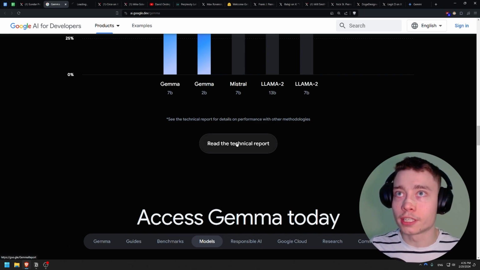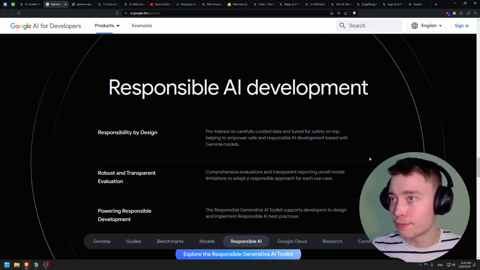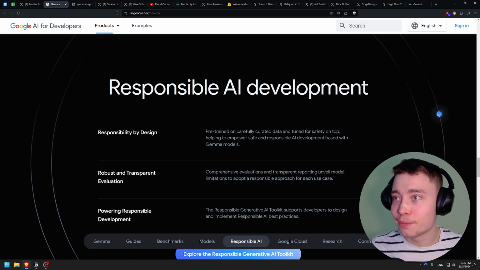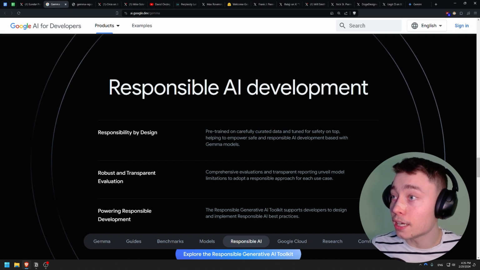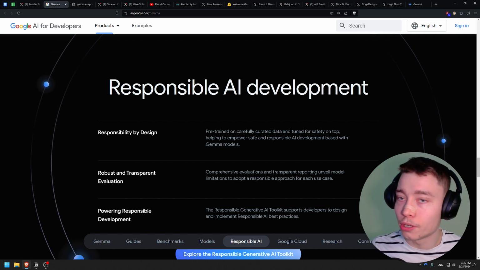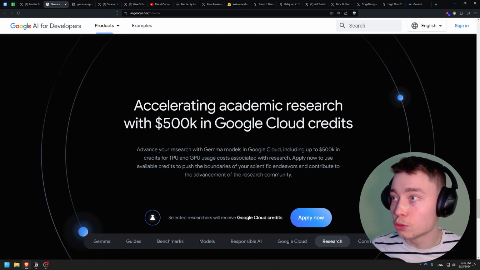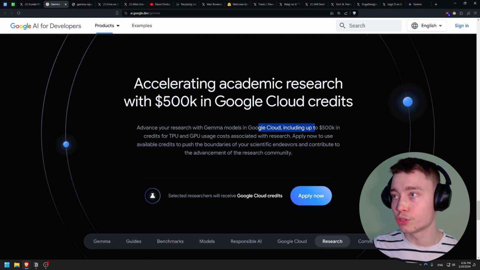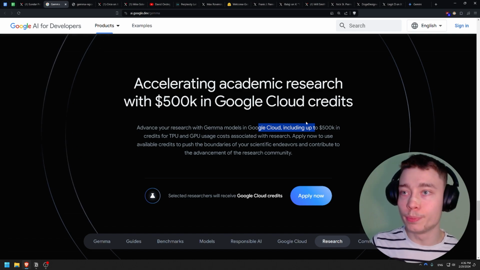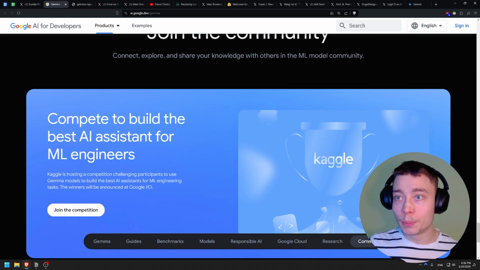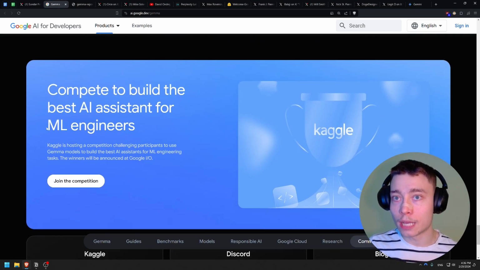Okay, let's actually look at the technical report. Why not? I mean, nice graphics, to be honest. Pre-trained on carefully curated data and tuned for safety on top. Oh no, this is a very red flag. Accelerating academic research with 500k in Google Cloud credits. I mean, this is just to destroy OpenAI, to be honest. They're willing to burn money to attract people. Compete to build the best AI assistant for ML engineers.